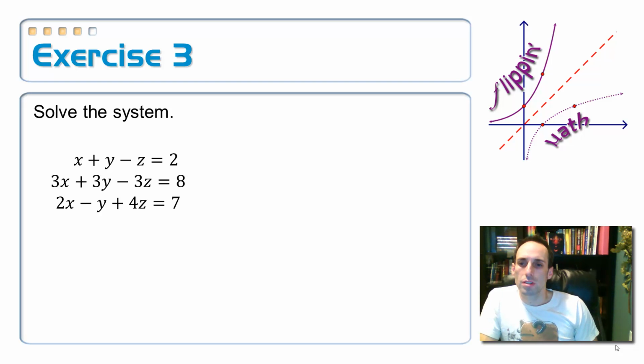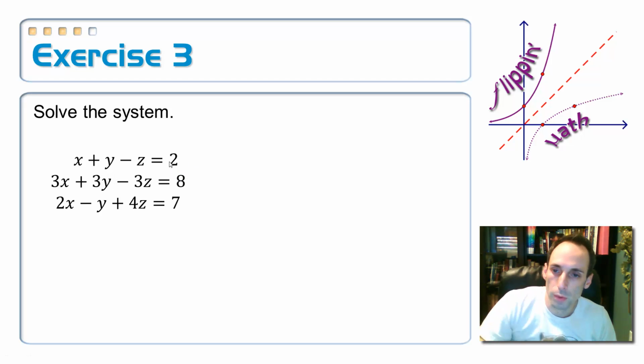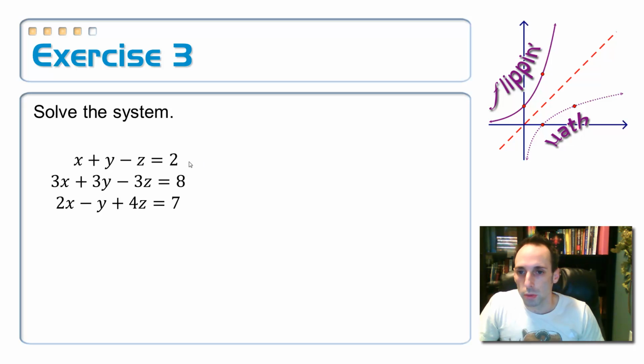So our three equations: x plus y minus z equals 2, and then 3x plus 3y minus 3z equals 8, and our third and final equation, 2x minus y plus 4z is equal to 7. So we have to get rid of one of the variables first, and it looks like it's going to be simplest to get rid of our y's, right? So the top equation, the bottom equation. Remember, what we want to do is label these things with an A, a B, and a C.